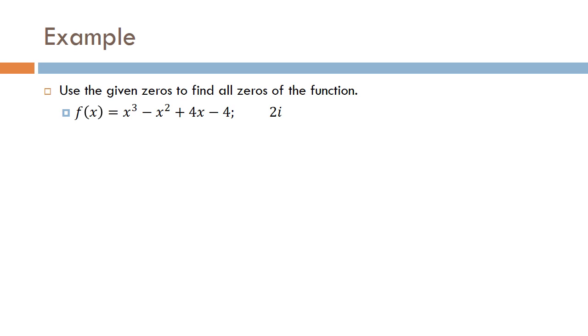Now, it's going to be a little messy. But remember, if 2i is a 0, negative 2i must be also. And when you divide that out, it gets a lot neater. Find all the zeros. Pause the recording, give this a try, and resume to check your answer.